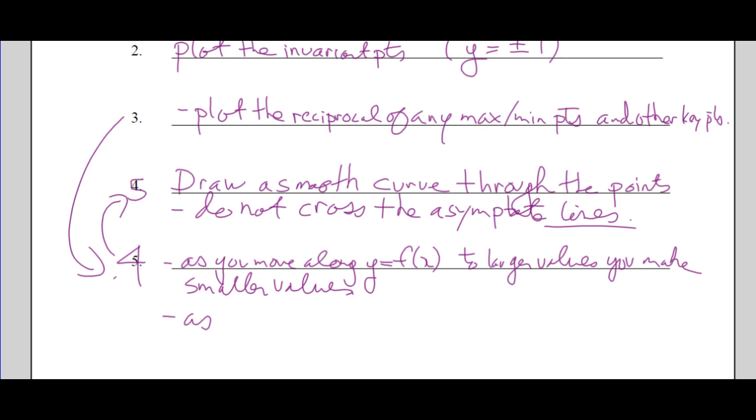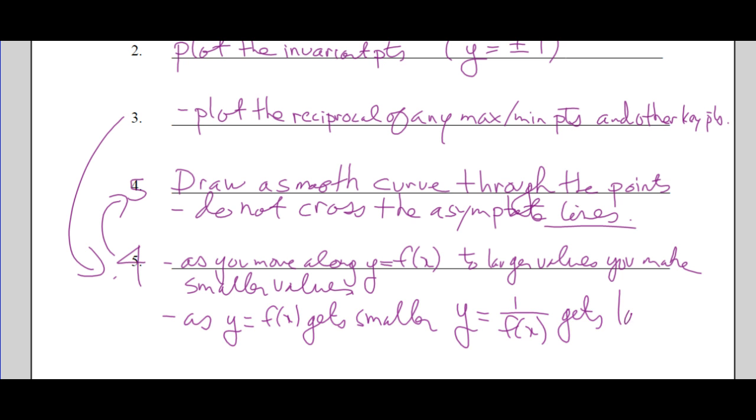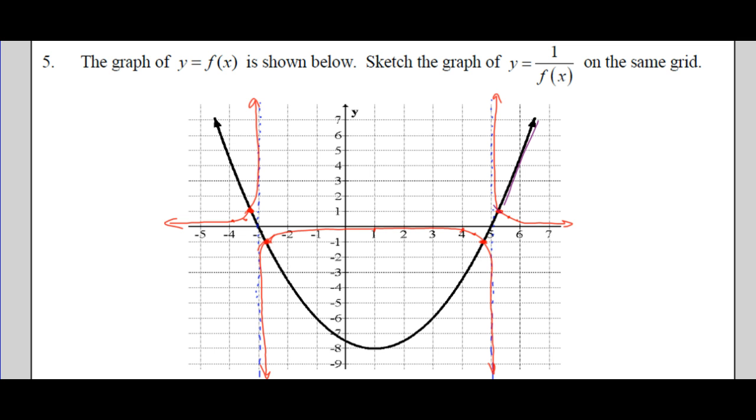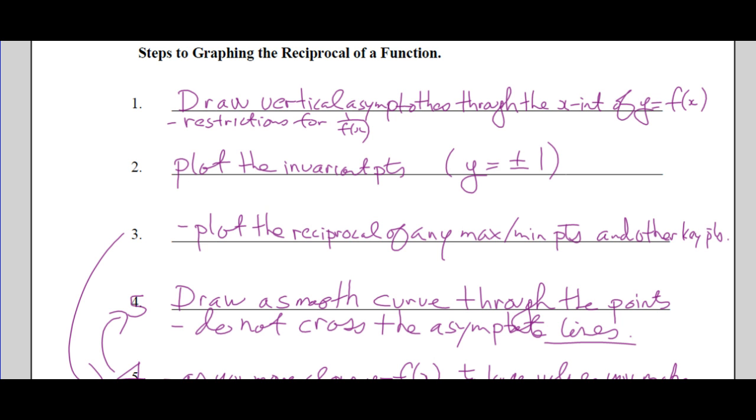Right? And as y equals f of x gets smaller, then y equals 1 over f of x gets larger. Right? So that's just the idea of, okay, these values are getting larger, so the reciprocals are getting smaller. These values are getting smaller, they're going down to 0, so the reciprocals are getting larger. Right? And you just do that along each of the lines.